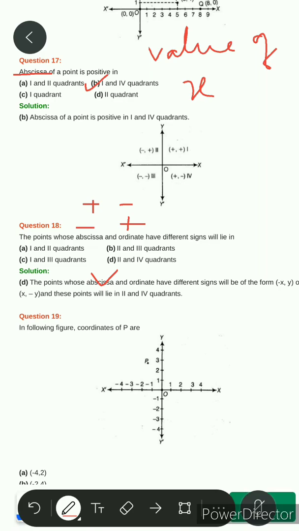This much in this video. In the next video of coordinate geometry, we will discuss higher order thinking skills as well as the plotting of different points on the graph.